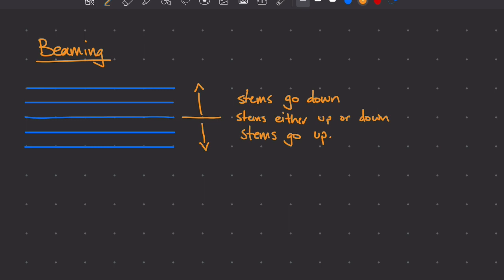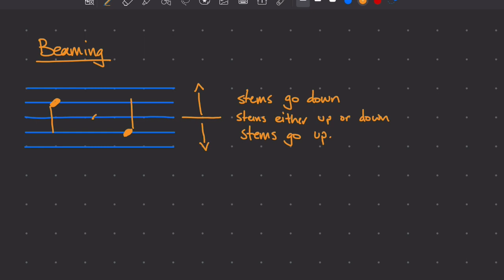So if we have a quarter note that's on the 4th line, then our stem would go down. Notice it's on the left-hand side of the note head. If I have a note here that's on the 2nd line, then my stem will go up. So we just need to remember those.